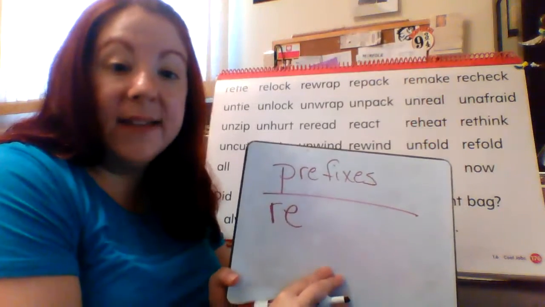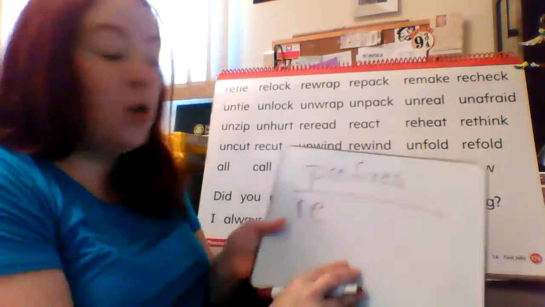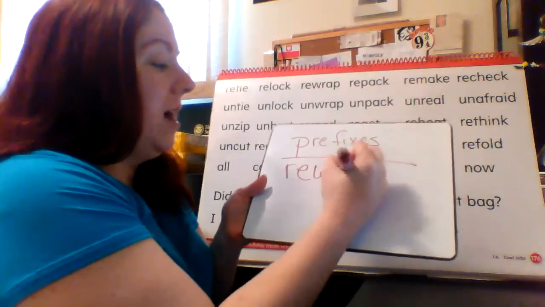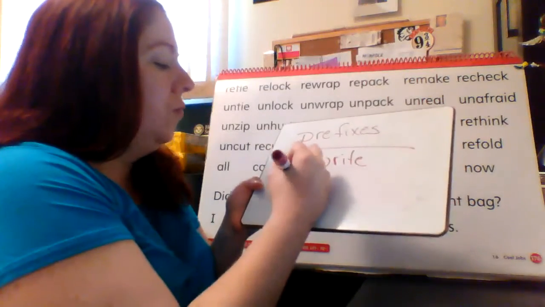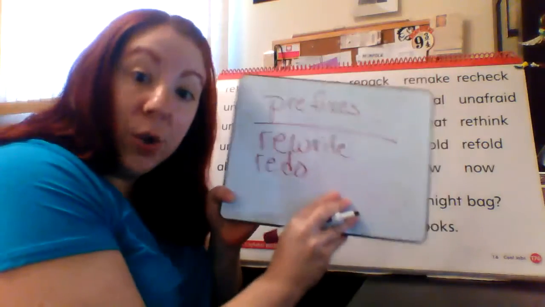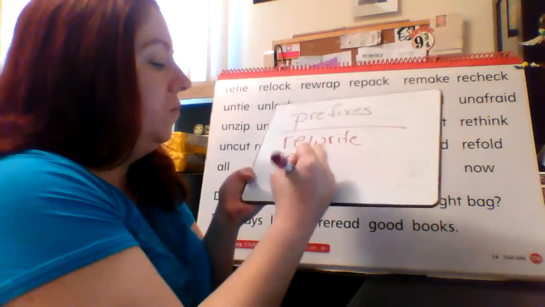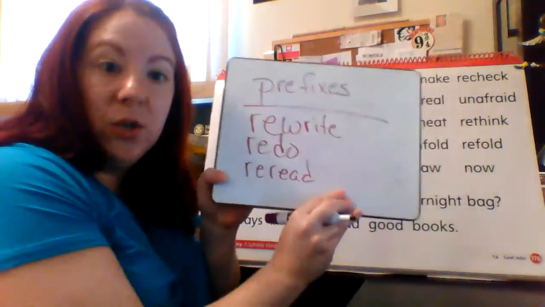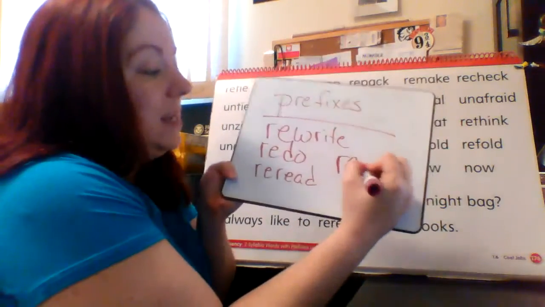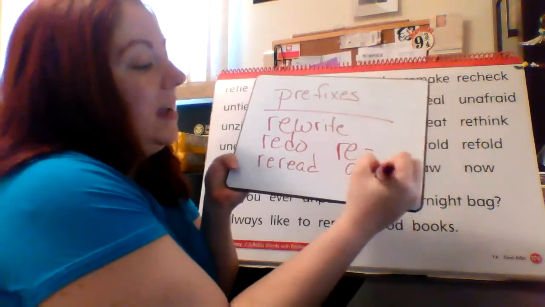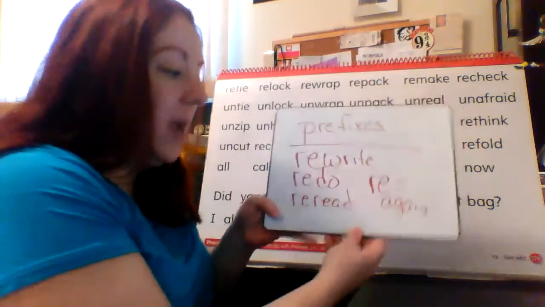So if a word has an RE in front of it, it means you're going to do it again. So if it is rewrite, it means you're going to write again. If it is redo, you're going to do again. Or if it is, say, reread, it means you're going to read again. So anytime you see the prefix RE, it means again. Good. So some of your words will have RE in front of it for again.